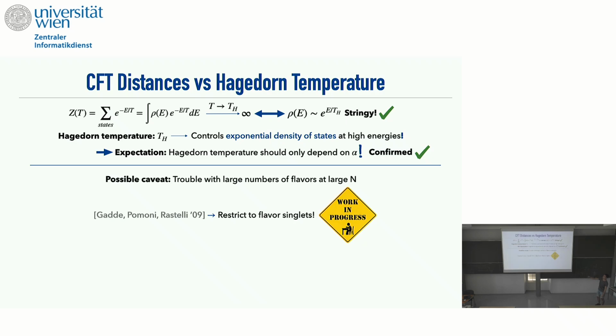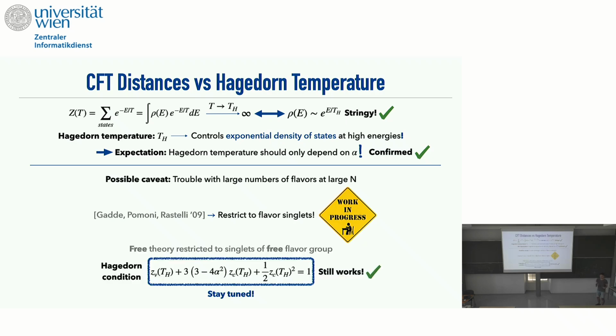This is some work in progress, it's a bit complicated, but let me just show that if I take the prescription of taking the free theory, which is where I actually can compute the partition function, otherwise it's horrible, and I restrict to the free flavor group, this is the generalization of the previous result.